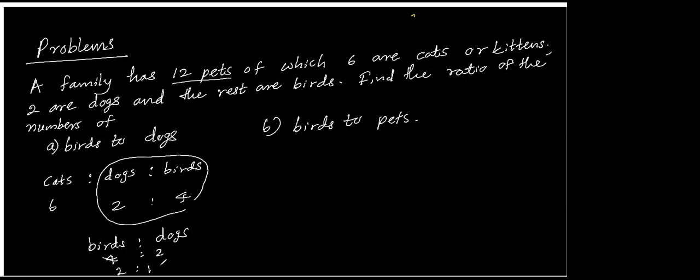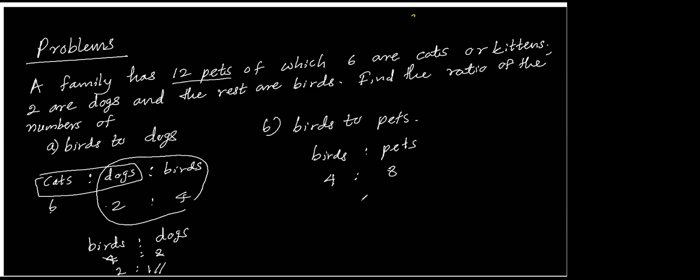Yasit, can you understand it? Yes, teacher. Birds to pets. Then birds, how many here? Birds 4. Pets is 6 and 2. We call both of them pets, the animals people keep at home. We can add 6 and 2, 8. 4 to 8.